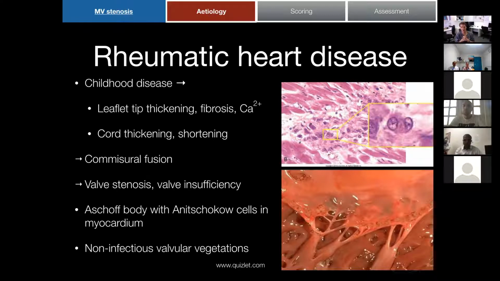Now, I've forgotten how to say this next bit, but it's something like Aschoff bodies, and then it's Anitschkow cells. I can't remember, there's some special way you're meant to say that. And they get deposited in the myocardium. So the myocardium is not normal either. All right?